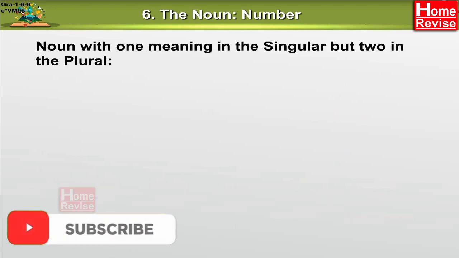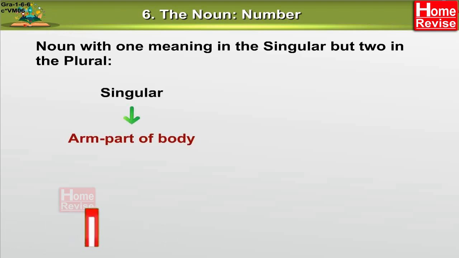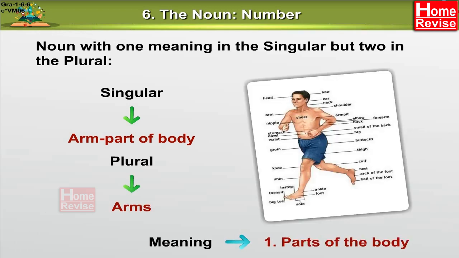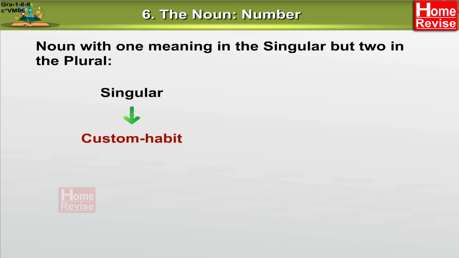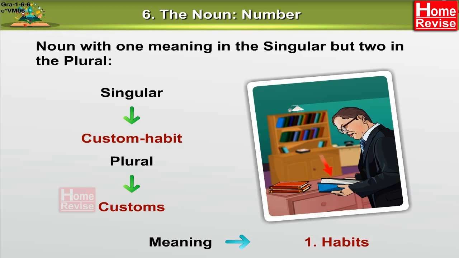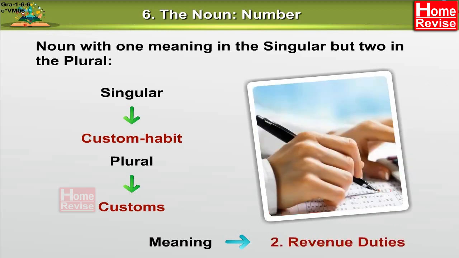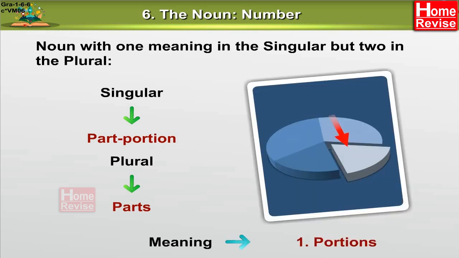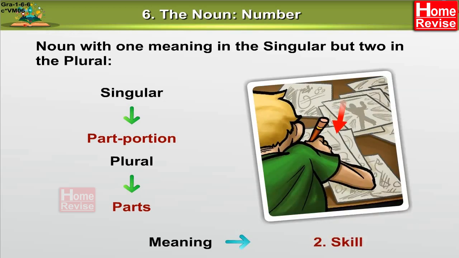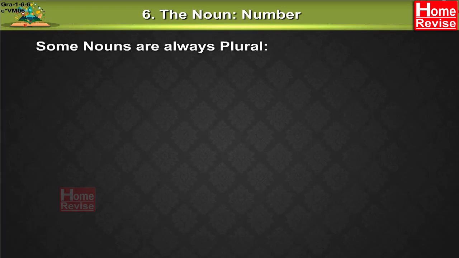Noun with one meaning in the singular but two in the plural. Singular, arm, meaning part of the body. Plural, arms, meaning 1. Parts of the body, 2. Weapons. Singular, custom, meaning habit. Plural, customs, meaning 1. Habits, 2. Revenue duties. Singular, part, meaning portion. Plural, parts, meaning 1. Portions, 2. Skill.